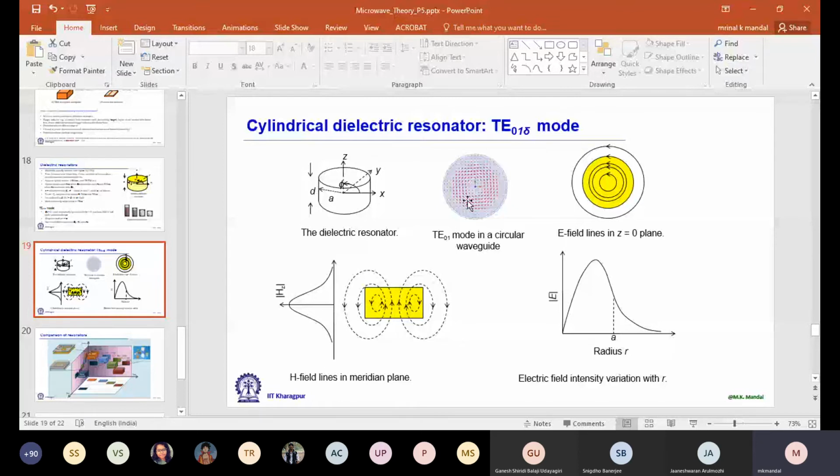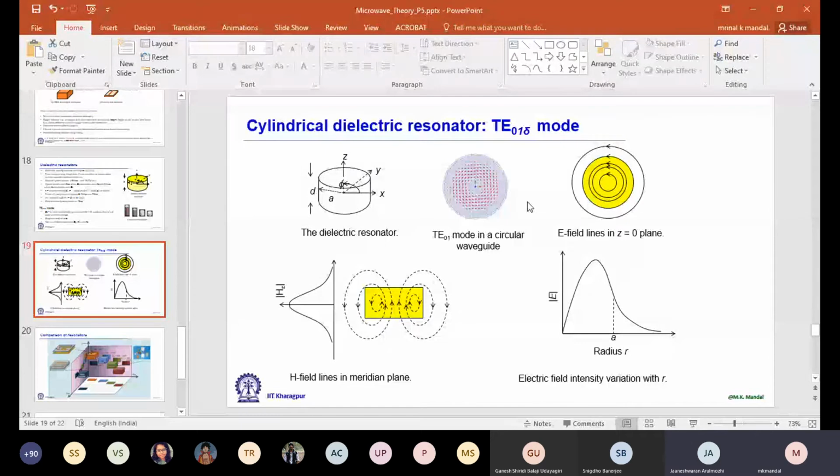Now we recall what is PMC and what is PEC. For PEC, perfect electric conductor, tangential electric field is 0. For PMC, tangential magnetic field is 0. And if tangential magnetic field is 0, then we have tangential electric field only, or magnetic field is perpendicular. Same thing happens here.